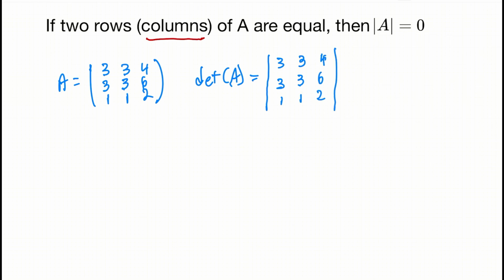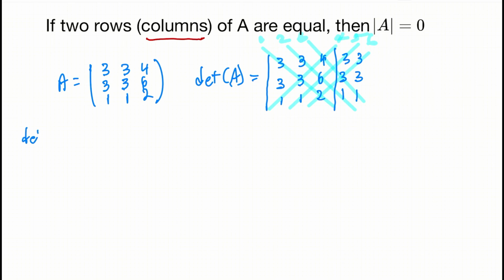Move the first two columns to the right. 3, 3, 3, 3, 1, 1. Now we do our cross multiplication. So we're going to go down that diagonal, that diagonal, that diagonal. Then we're going to subtract off this diagonal, this one, and this one. So it's 1, 2, 3, 4, 5, 6. So let's do the math on that.